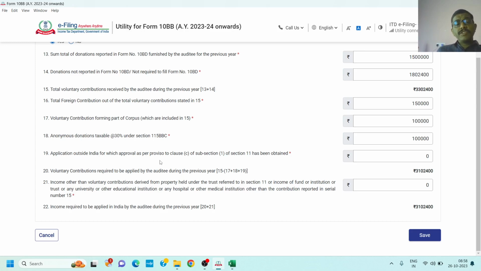Clause 19: Application outside India for which approval as per proviso to 11(1)(c) has been obtained. Here again, if you have any amount that has been applied outside India, you need to disclose it here. But again, the catch here is that if you are disclosing any amount here, you are indirectly accepting that you have to fill Form 10B and you are incorrectly filing Form 10BB, because Form 10BB does not apply when you have a single rupee of foreign application.